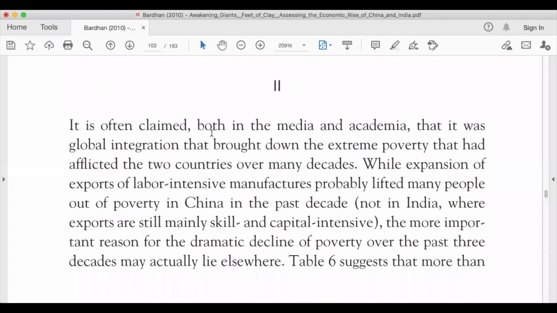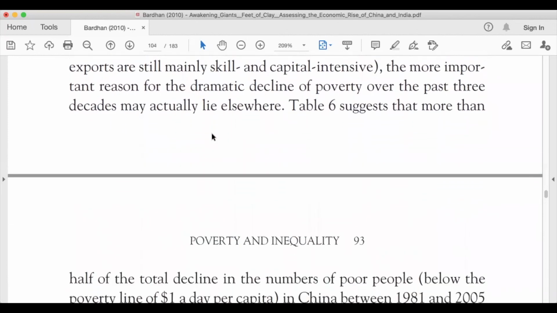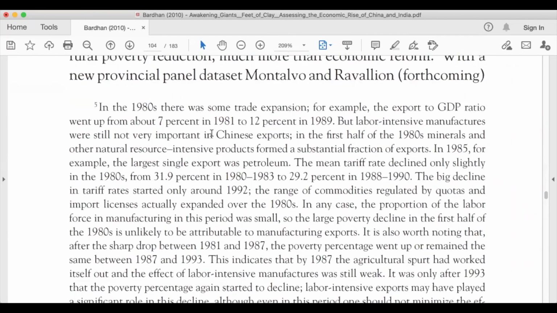It is often claimed, both in the media and academia, that it was global integration that brought down the extreme poverty that had afflicted the two countries over many decades. While expansion of exports and labor-intensive manufactures probably lifted many people out of poverty in China in the past decade, not in India, where exports are still mainly skill and capital-intensive, the more important reason for the dramatic decline of poverty over the last 3 decades may actually lie elsewhere. Table 6. So let's take a look at Table 6.